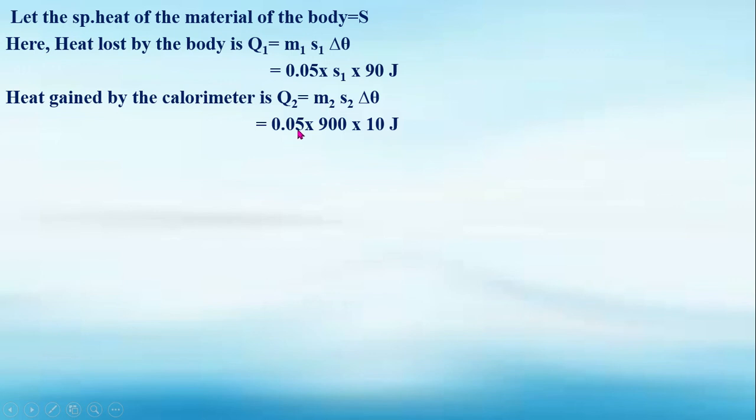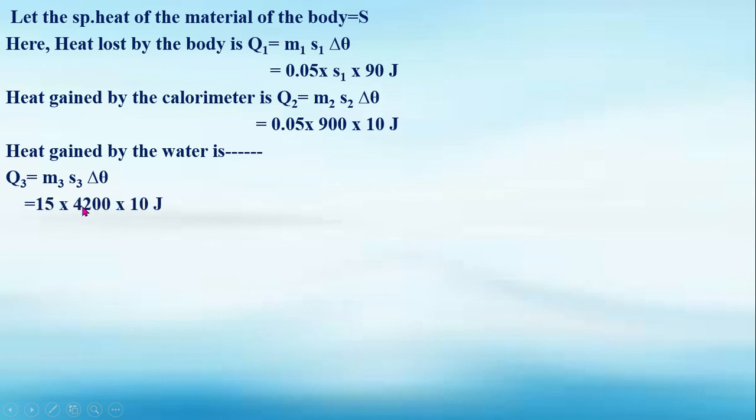So here M2 equal to 0.05 kg and S2 equal to 900, because I have given that the material of the calorimeter has a specific heat of 900 joule per kg per Kelvin, and the rise of temperature is 10 Kelvin. And heat gained by the water. So when the hot object is dropped into the calorimeter that contains water, the hot object will lose heat and the water will take in heat, and also the calorimeter will take in heat. So heat gain will be in two steps. That means the calorimeter will gain the heat and also the water will gain the heat. So here Q3 equal to M3 S3 del theta. M3 here equal to 0.15, into 4200 into 10.